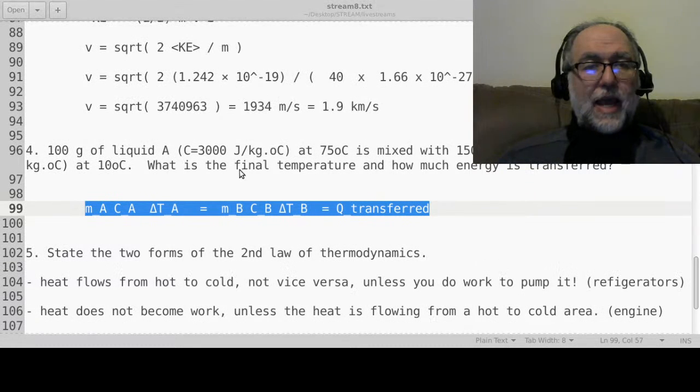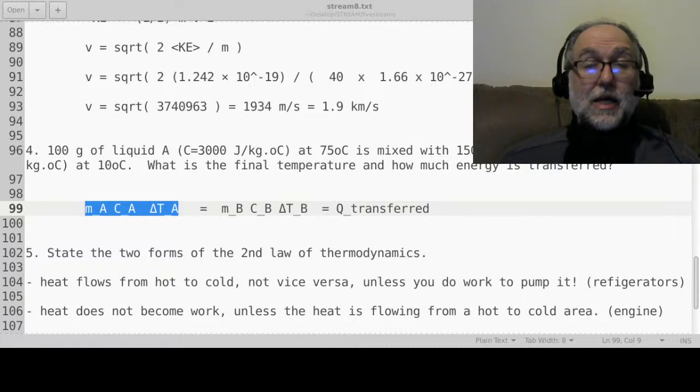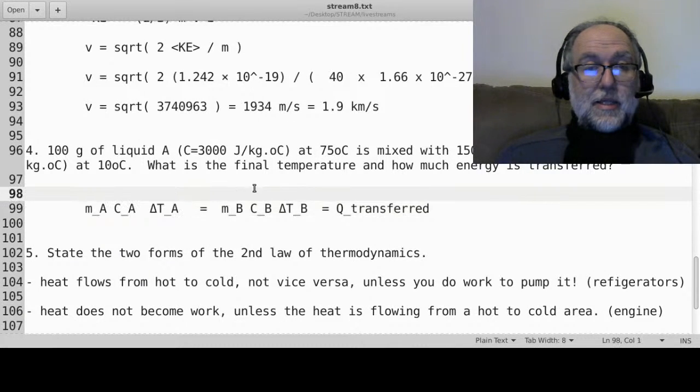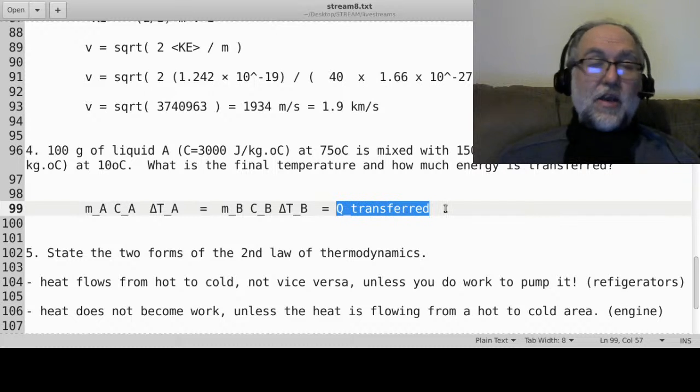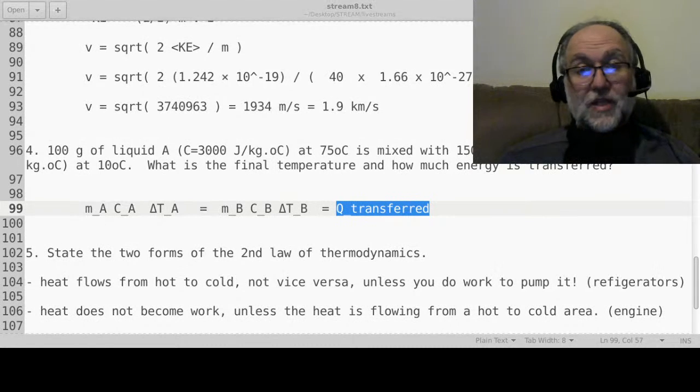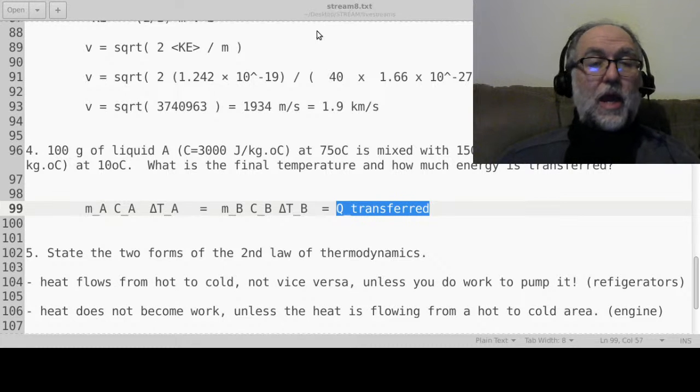And what does it say? Well, let's go through it piece by piece. This is how much energy is lost by liquid A. This is how much energy is gained by liquid B, and that is therefore the energy transferred, the heat. Q is used as a symbol. It is energy, but it's energy as heat, okay?